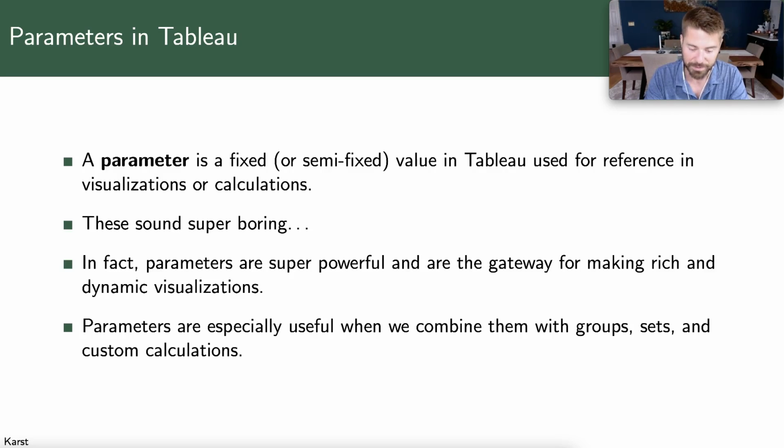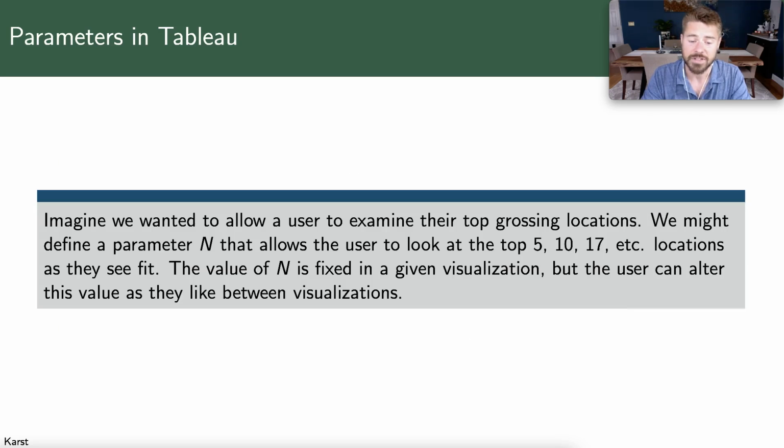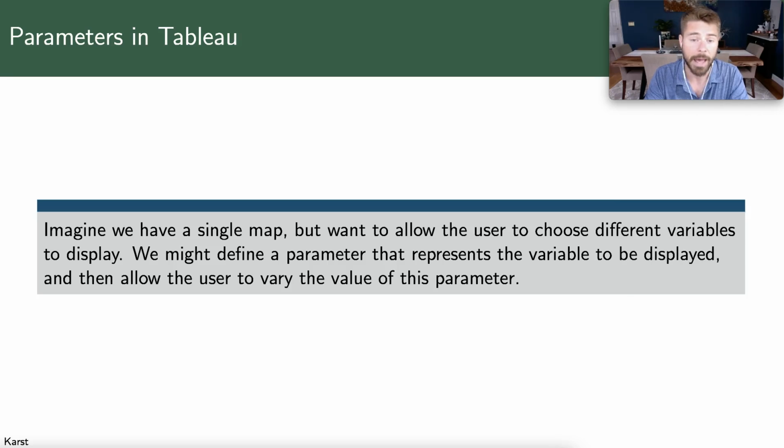Imagine, for instance, we wanted to allow a user to examine the top grossing locations. And we've already seen that we can set that through a set like the top 10, for instance. But maybe we want the user to be able to change that, top 5, top 7, and maybe that choice will drive changes in other visualizations or a dashboard. That is a parameter. That choice, n rather than 10 or n rather than 7, making it general is making it a parameter.